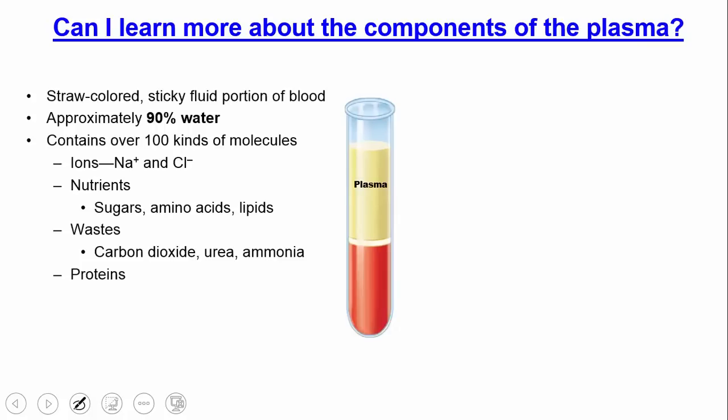And if we look at the plasma, what is it? Really, it is that fluid portion of the blood. It's a little sticky. It's about 90% water, has lots of salts, other ions, other nutrients, and it helps contain the waste of the blood that's eventually removed from the body. So carbon dioxide, urea, ammonia, things of that nature. Also, there are some proteins there, some of the lighter proteins in the plasma.